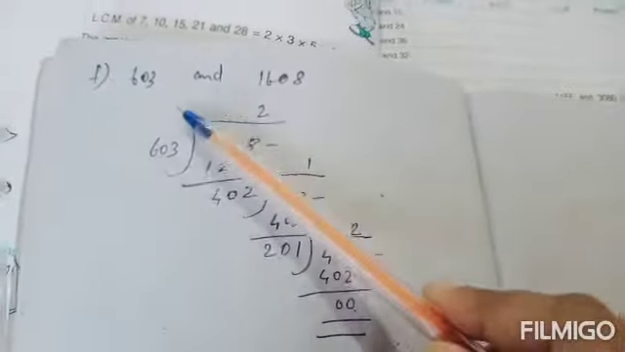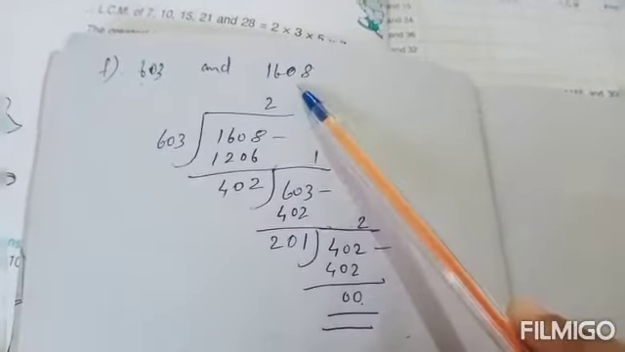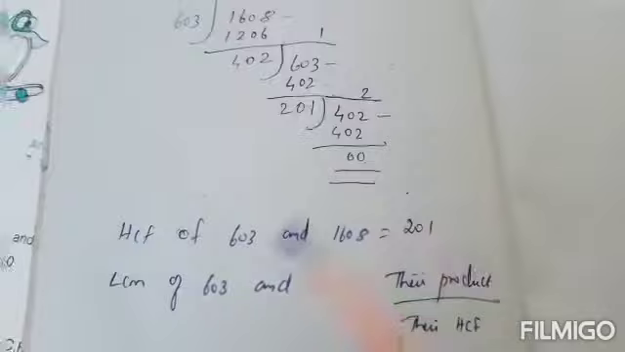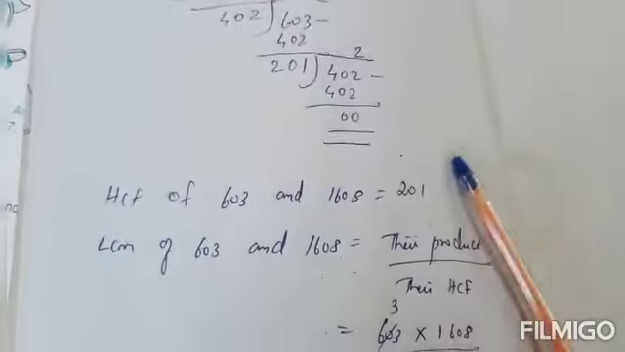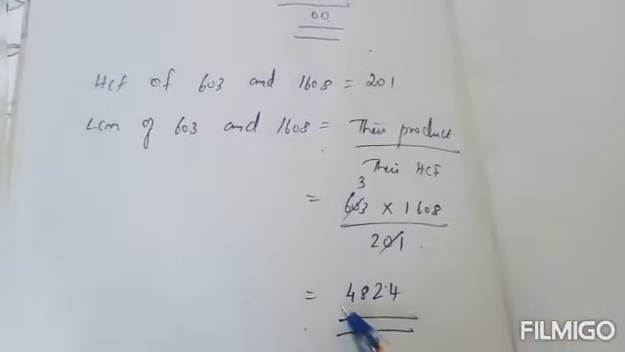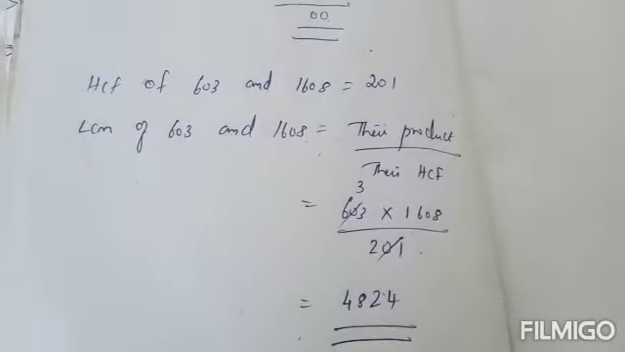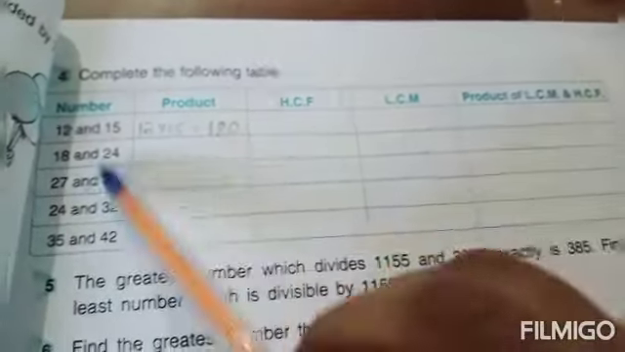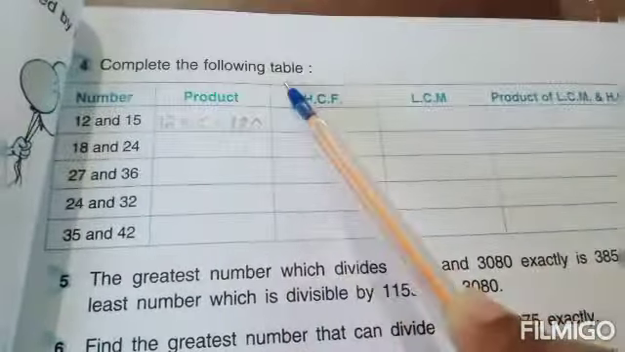Next, F: 603 and 1608. The HCF is 201 and LCM is 4824. Now fourth question, complete the following table.